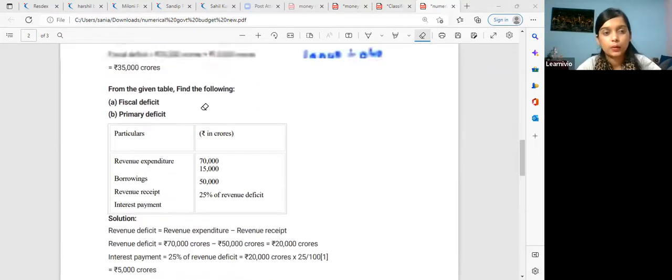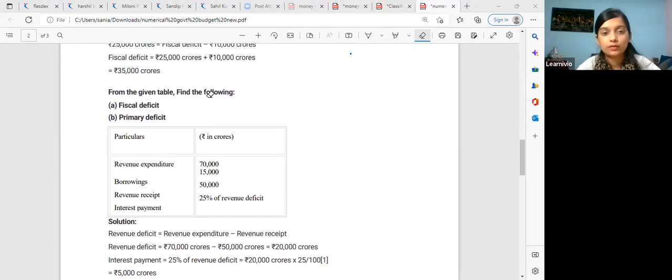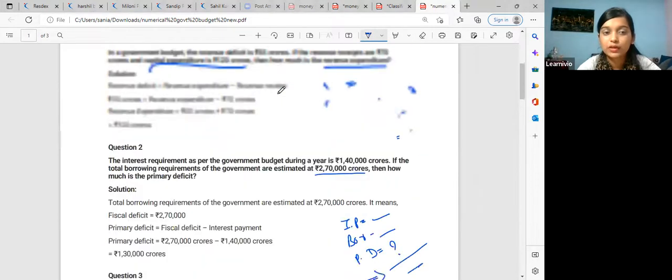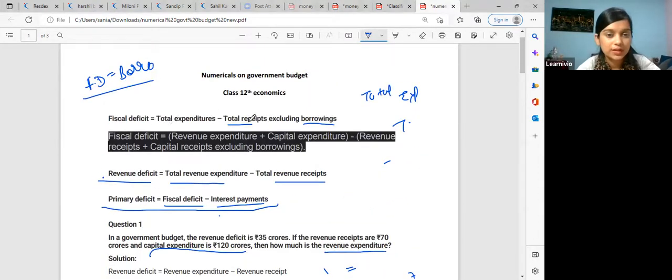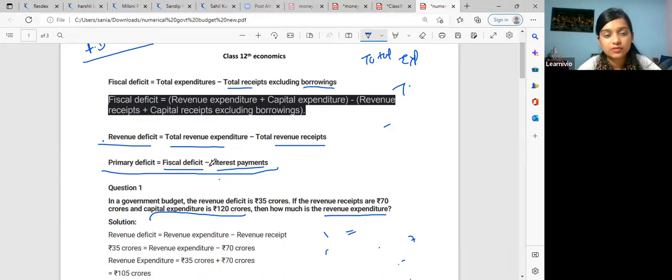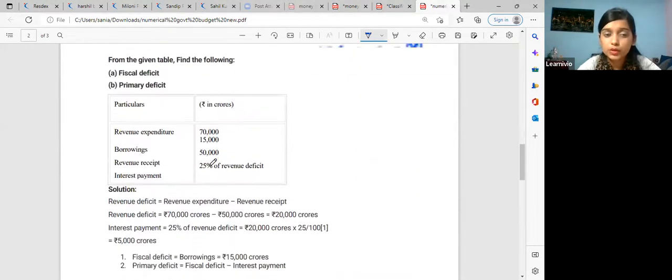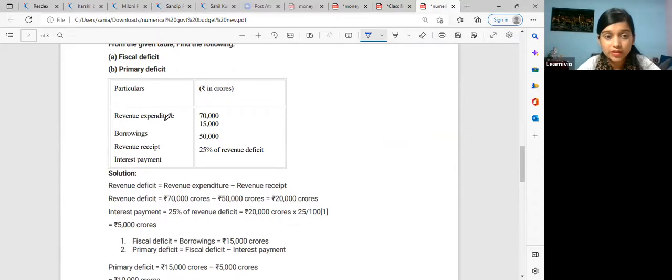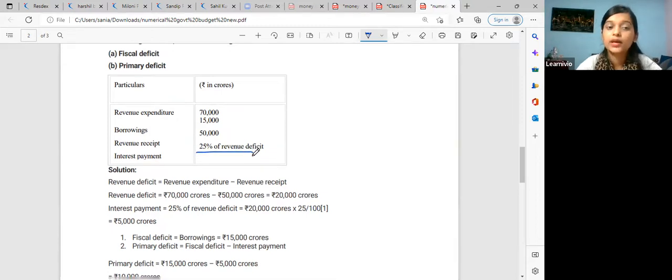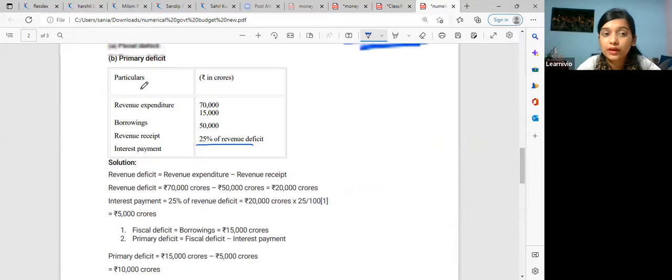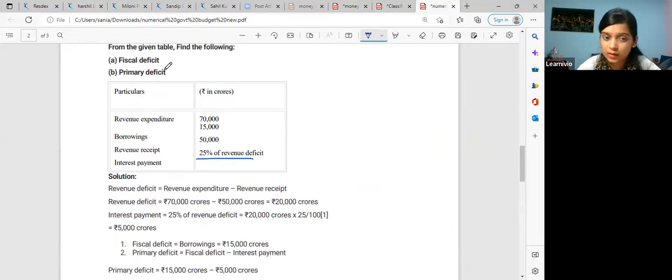Now from the given table, you find the following. First, you have to find the fiscal deficit. Then you have to find the primary deficit. So quickly revise this: fiscal deficit is total expenditure minus total receipts, and primary deficit is this. Here, revenue expenditure is given, and borrowing is this. Revenue receipt is this, and interest payments are 25% of revenue. So first of all, you have to find the revenue deficit.